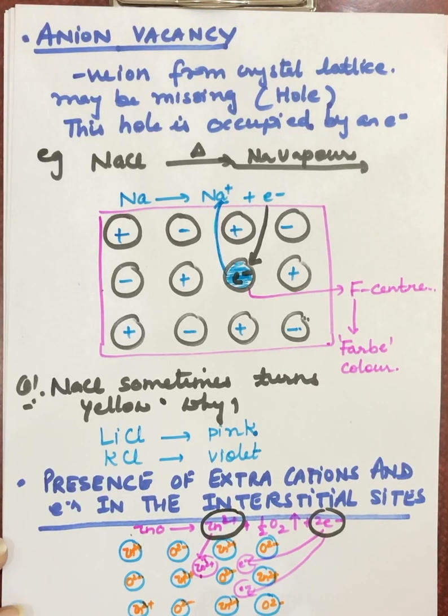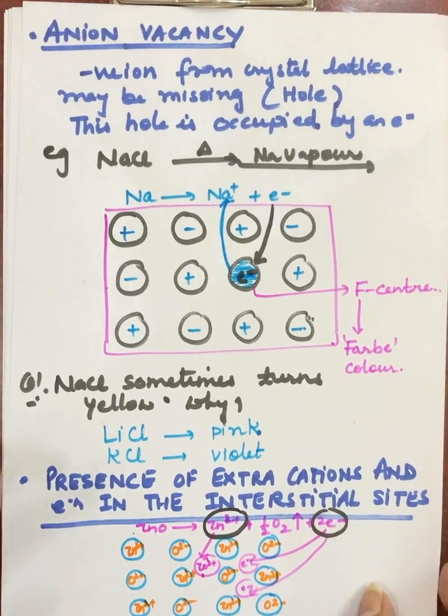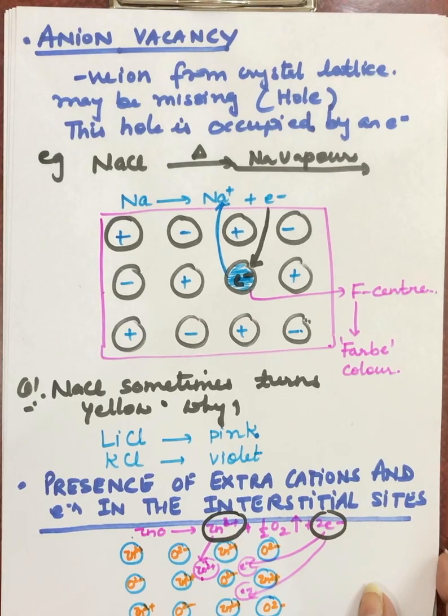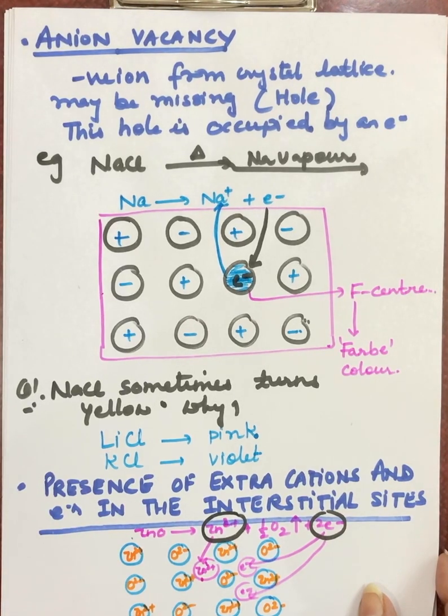Again, this comes under the metal excess defect, because zinc ions here become more in number as compared to oxide ions. So this is a type of metal excess defect. These are the two defects that we have covered under metal excess, and that metal excess is under the non-stoichiometric defect.